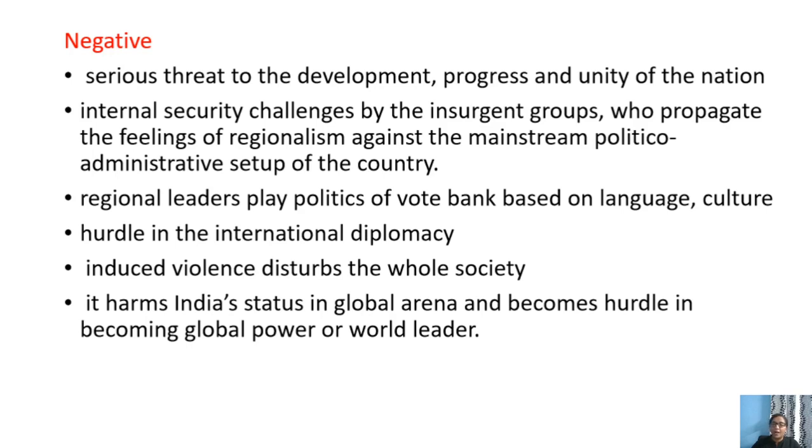Other than the evolution of regionalism in India and its impact, it is also associated, as discussed, with nationalism and federalism. These two aspects we will be discussing in our further slides.